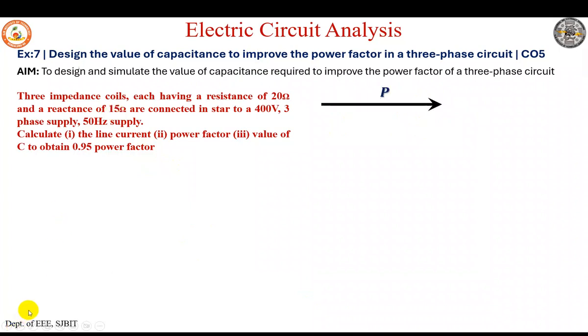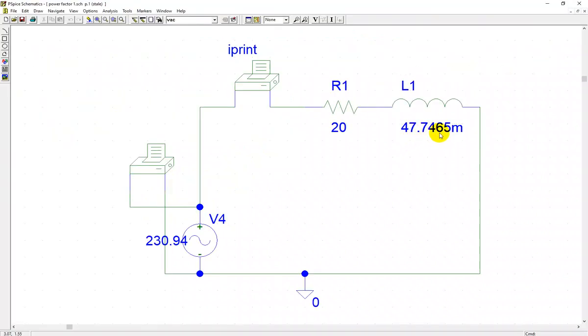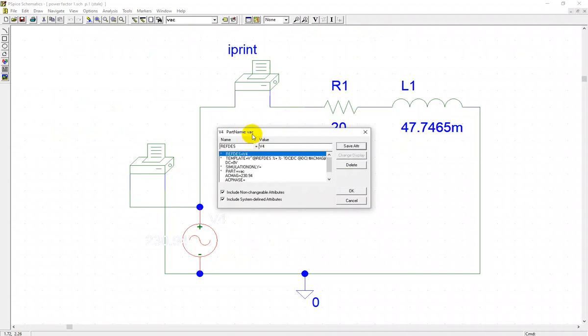We are aware that XL is equal to omega into L, and omega is nothing but 2 pi into F. So we have to calculate the value of L for simulation. We know the value of XL, we know the value of pi, we know the frequency 50, so calculating the value of L from the known value of XL is 47.7465 milli, right? And this is actually VAC, as you can see here.